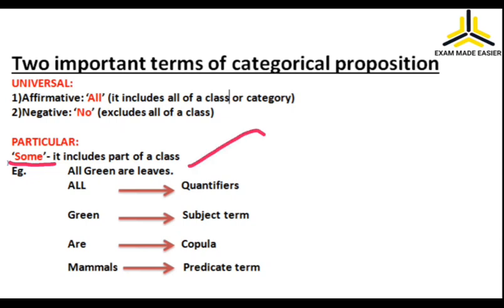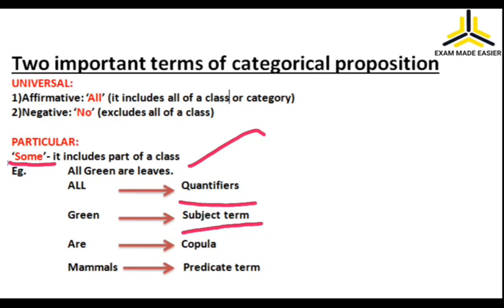And for example, I'm showing you one example also here. All green are leaves. Now all means what? All is here a quantifier, because it is giving us the quantity. Now green means what, we know? Subject term. And all was giving us the quantity of the subject term, that is green.